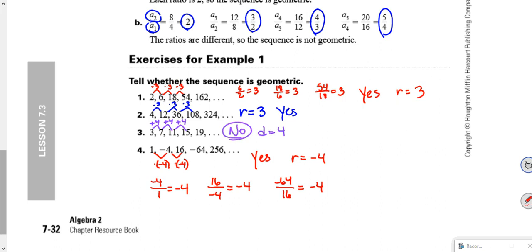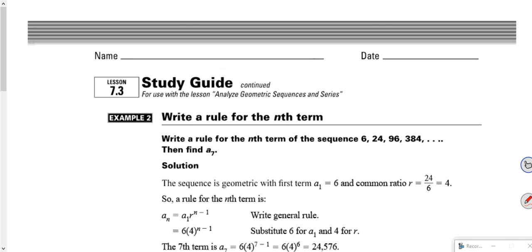So just like my D could be positive or negative when we were doing arithmetic sequences, we could add a number or subtract a number. Same thing with R. R could also be positive or negative. A negative ratio obviously is going to change your signs every other time. Hope that makes sense. Moving on to the back side here.